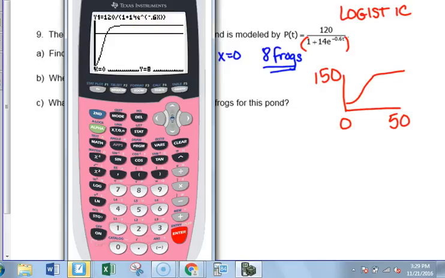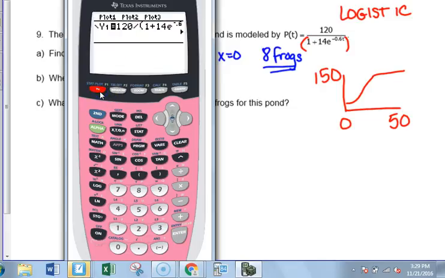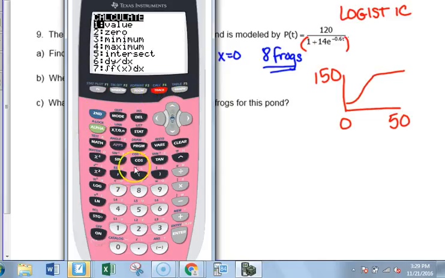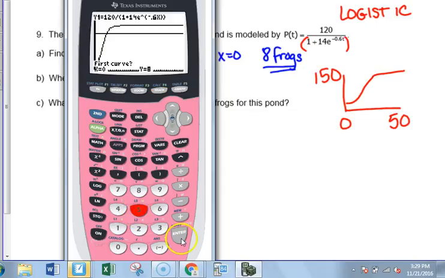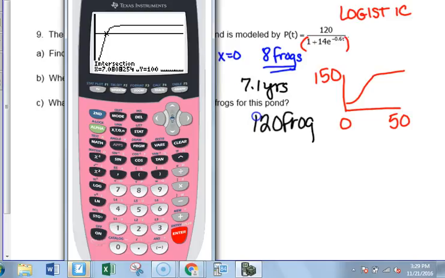Guys, the second part of the question says, when will there be 100 frogs? That's when I put in y equals 100. And then I find the intersection of those two equations, unless you want to work all that backwards. So this would be in about 7.1 years. And the last question was 120 frogs, right? All right, test tomorrow.